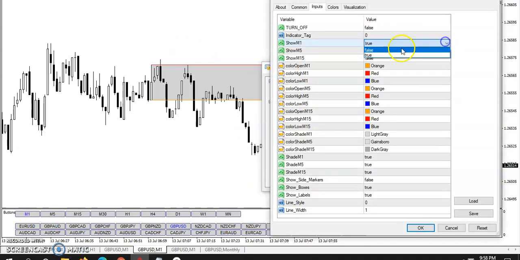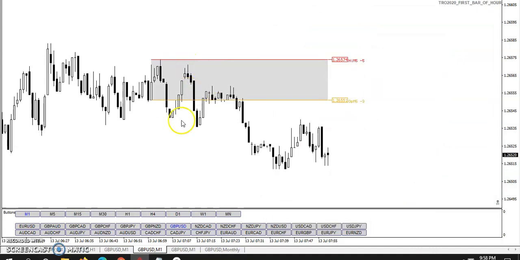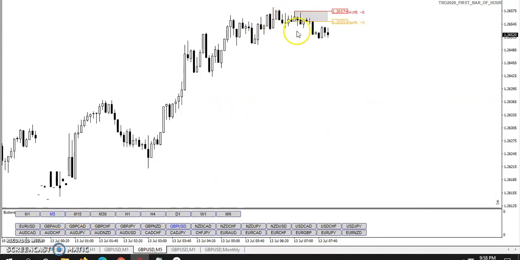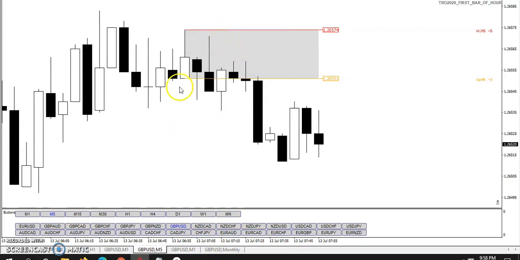So let's turn that off. Let's turn this one on. And you can see the M5. And if we switch to M5, you can see the indicator is putting in the high and low here. And you can see once again, if you want to trade off of the M5, how there was a short here, another short, and possibly one more. But just trading outside of or trading the breakout of that first candle of the hour can be profitable.